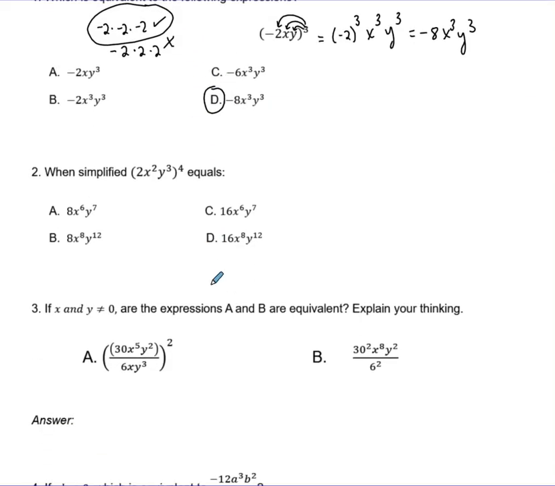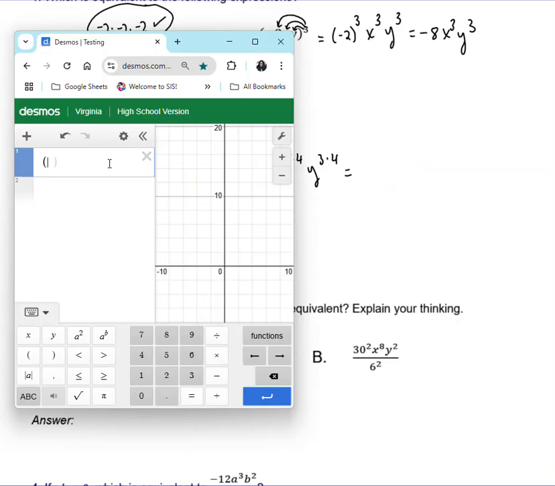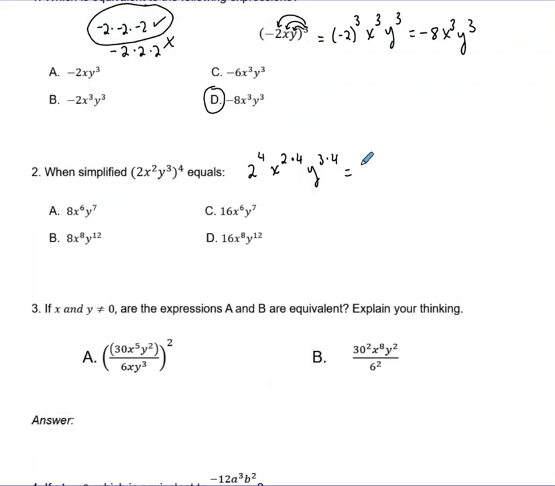All right, same thing here. We're just going to distribute the 4, so I'm just going to do 2 to the 4th power. X is going to be 2 times 4. You have to multiply this. Y, 3 times 4, okay? And then 2 to the 4th power is 16. So that's 16. And then x, 2 times 4 is 8. Y, 3 times 4 is 12. And that's that.